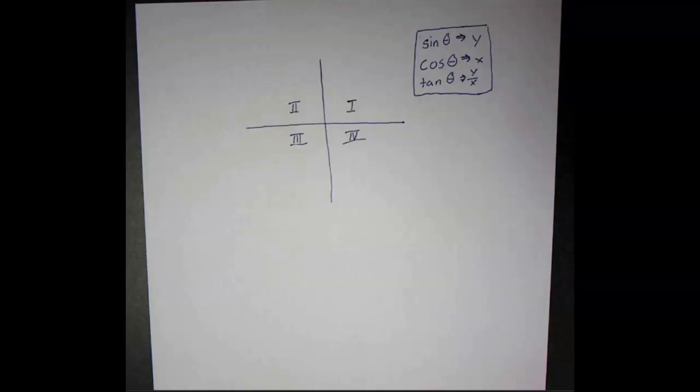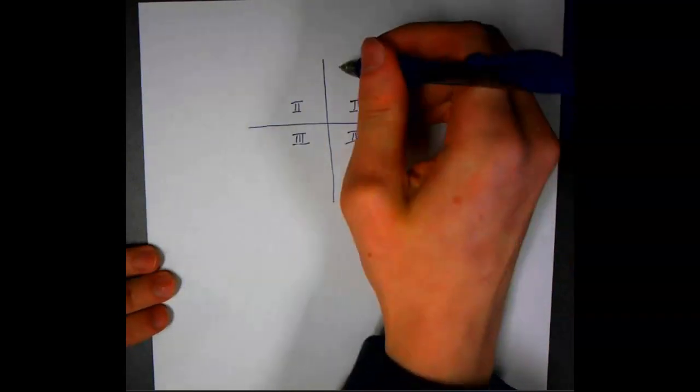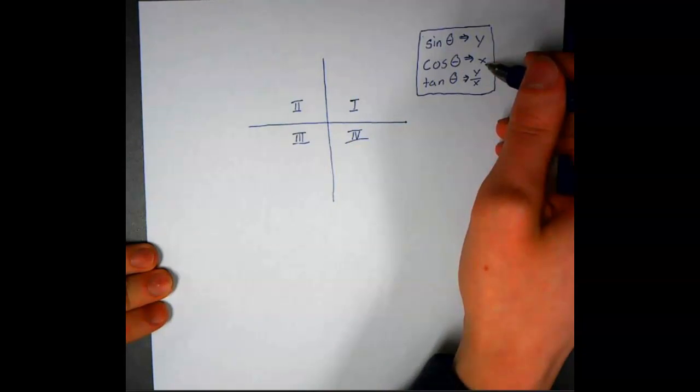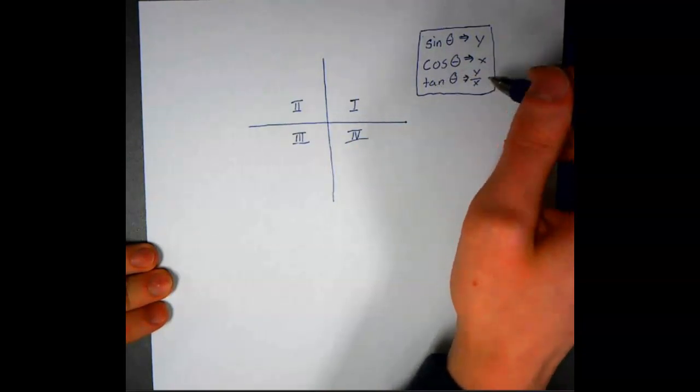Hello, so this video is going to be on solving your trig ratios when they're in the different quadrants. So if you remember in class we talked about sine is always y, cosine is x, and tangent is that slope of y over x.